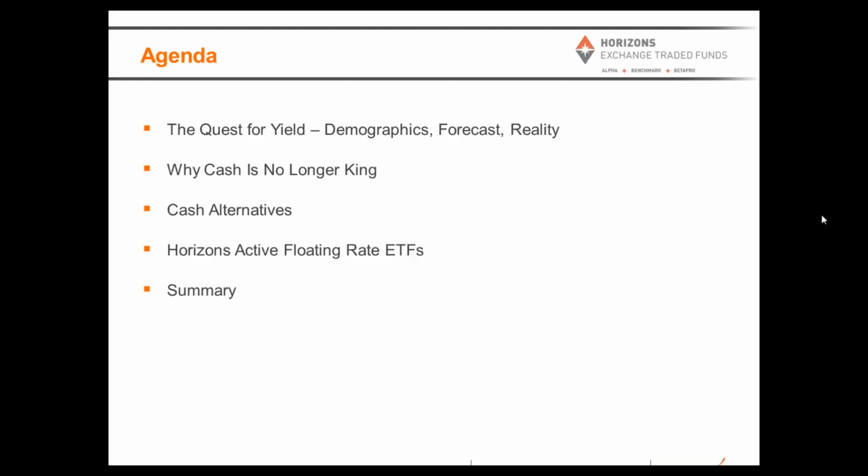Okay, so here's our agenda for today. First thing we're going to talk about is this quest for yield. We're going to talk about the impact of demographics here, the forecast for the future and the current reality, a little segment that we call Why Cash is No Longer King. Talk a little bit about cash alternatives, what other kind of products out there exist, and then finish with a little bit on some of the Horizons solutions in the cash space, potential solutions that are our active, what they're called our active floating rate ETFs. And then we'll summarize it.